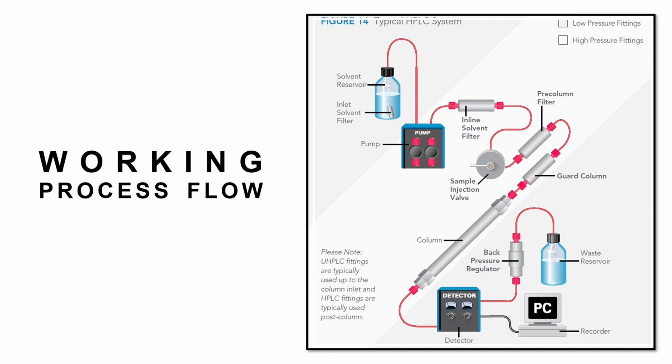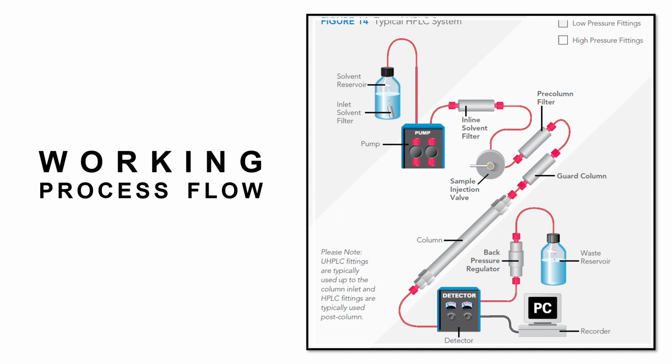The peak height is the vertical distance between a peak's apex and the baseline, and the peak area, colored in light blue, is the area enclosed by the peak and the baseline. These results will be used for the qualitative and quantitative analysis of the sample components. This is the basic working and principle of high performance liquid chromatography.